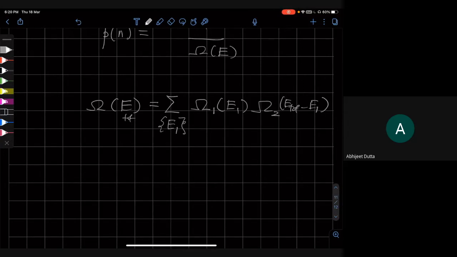Does this make sense, by the way? Right. So if you have two different systems, where omega 1 is the number of microstates of one and omega 2 of the other, and you bring them together, their total energy remains the same, right? But then these two systems will interact with each other, and that total energy can get redistributed in many different ways amongst the two systems, right? So therefore, the total number of possible configurations will be a sum.